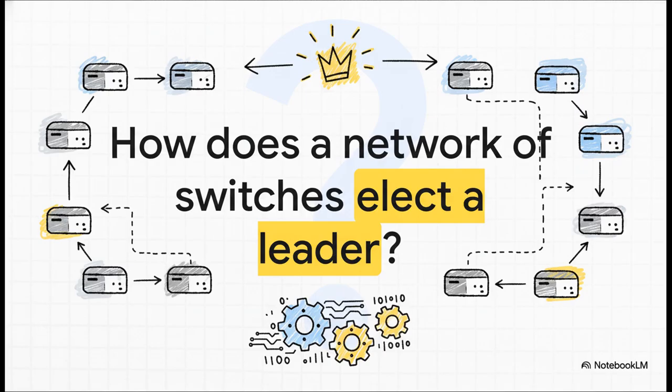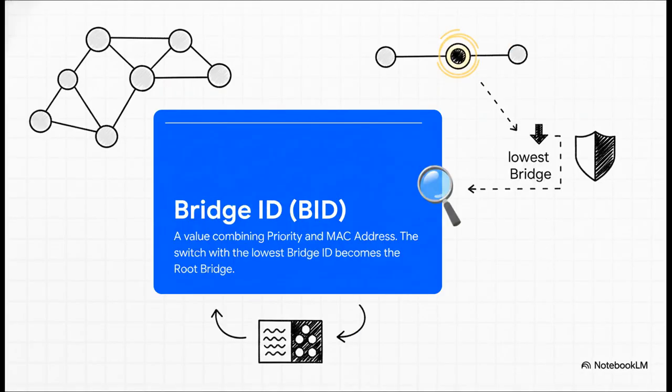In a world of machines, what does an election even look like? I mean, there are no campaign speeches, no ballots. The decision has to be made automatically and consistently every single time. Well, the answer is something called the Bridge ID, or BID. You can think of it like a unique name tag for each switch. It's made of 2 parts, a priority number that an administrator can set, and the switch's own unique MAC address. Think of it like a hardware serial number.